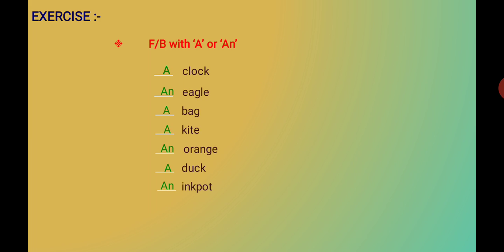Okay. Now let's move on to today's main topic. And what is today's learning topic? The uses of the definite article, means uses of the. There are so many uses of the, so you have to remember all these rules.